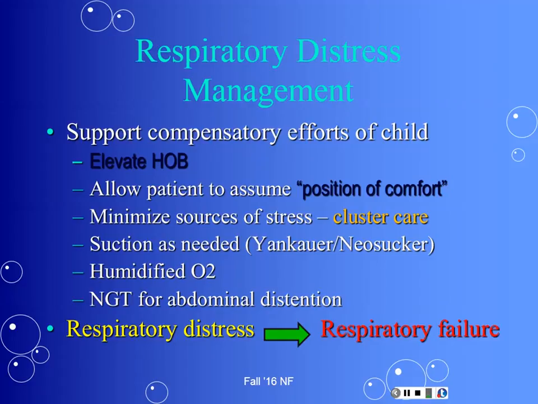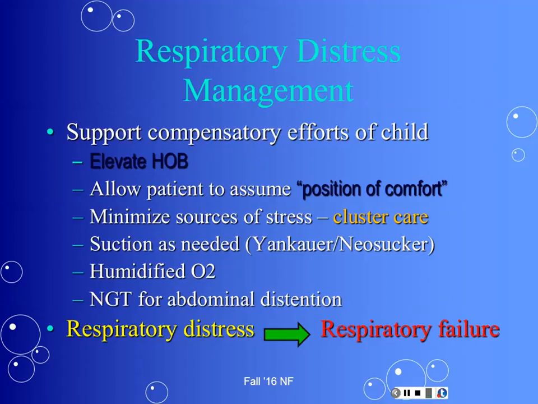Humidified oxygen. Why would we use humidified oxygen? To keep it from drying out their airways and causing further irritation and inflammation. When we talk in a minute about higher levels of oxygen, depending on the amount and the pressure, with high flow oxygen, you're going to have to do it humidified because it will cause inflammation of the nasal passages and cause bleeding and irritation. And if they are breathing so fast for so long and they're not able to compensate, they're sucking in a lot of air into their abdomen as well. So you may need a nasogastric tube for abdominal distension.